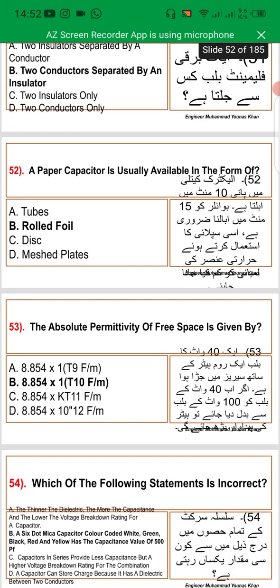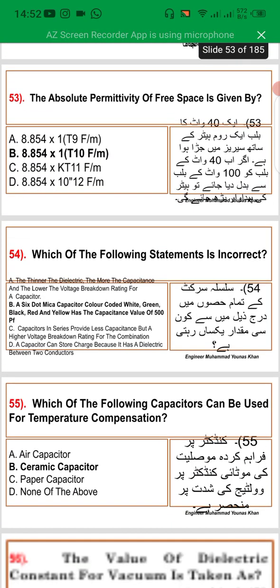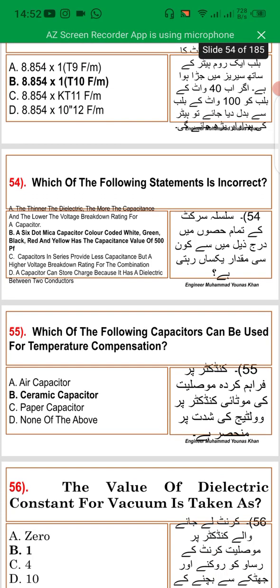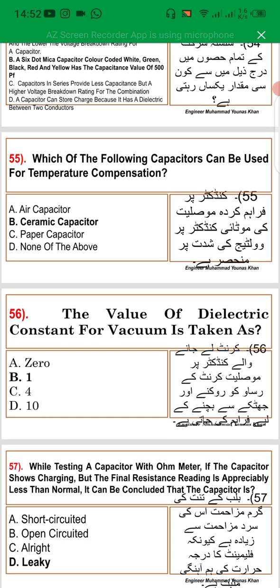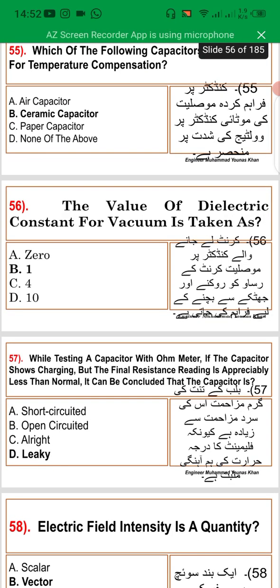Absolute permittivity of free space is given by 8.85 × 10^-12 F/m. Which of the following statements is incorrect? A 6-dot micro capacitor color coded white, green, black, red and yellow has a capacitance value of 500 pF. Which of the following capacitors can be used for temperature compensation? Ceramic capacitor. The value of dielectric constant for vacuum is taken as 1.